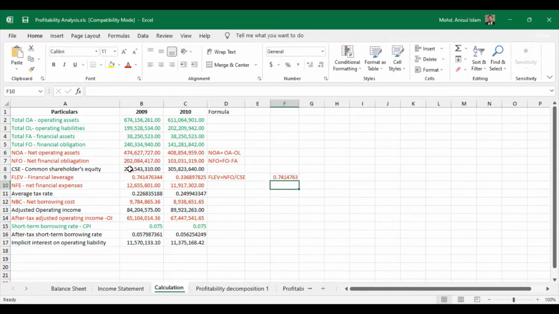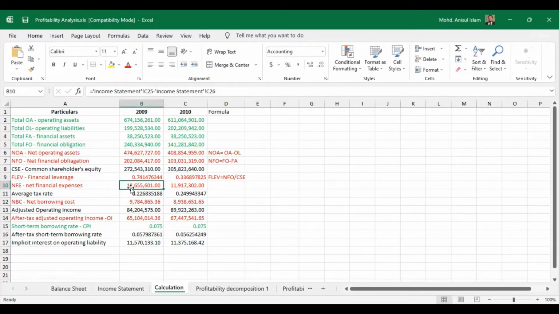So what does it mean? The 0.74 indicates that for each taka of common shareholders' equity, this company is incurring net financial obligations of how much? 0.74 taka. Okay. Now, so we have learned how to calculate the financial leverage. It is from our previous learning, nothing new here. We already know.